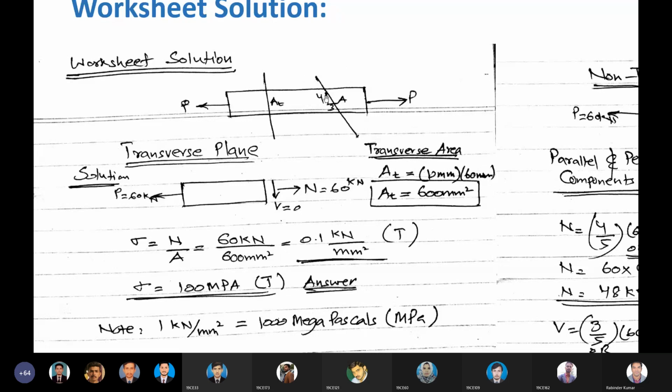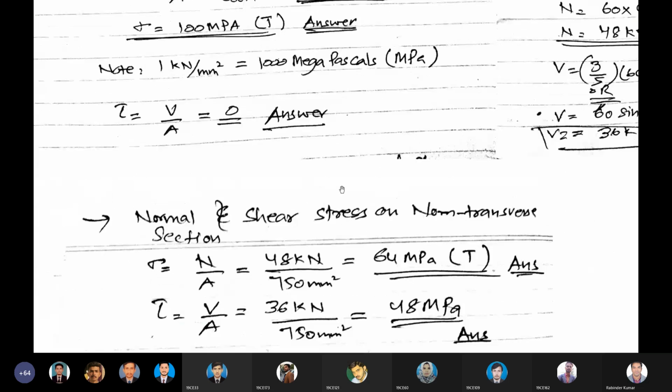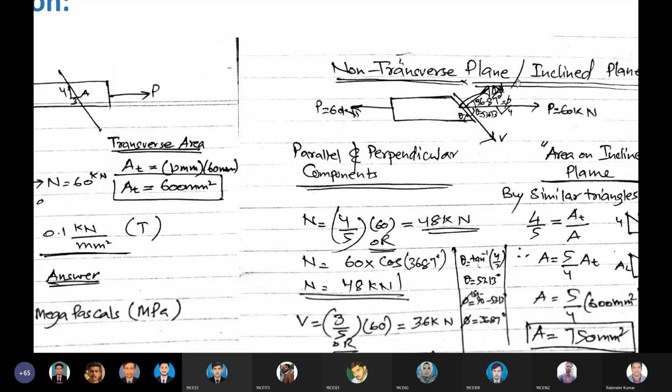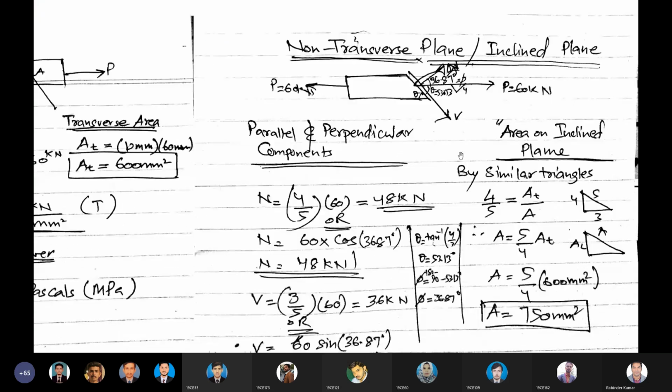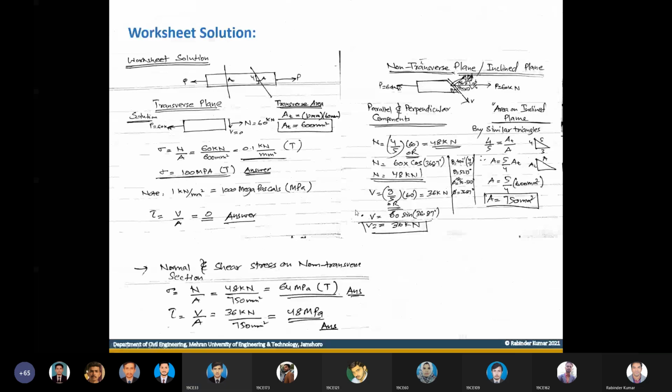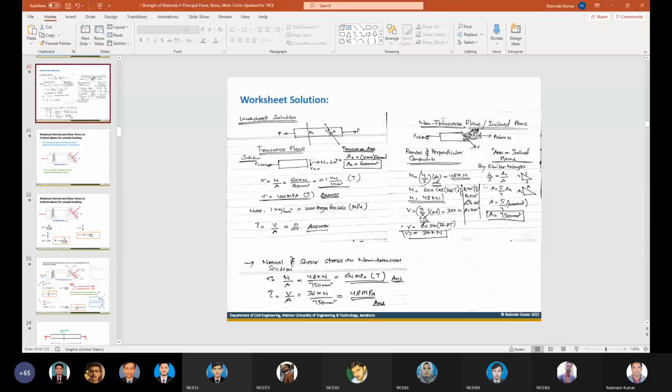Okay, so what if you want to find along an inclined plane? So in such cases, how will you find the stresses? Okay, you just need to play with the resolution of forces. Try to look this by yourself and explain it to me tomorrow.